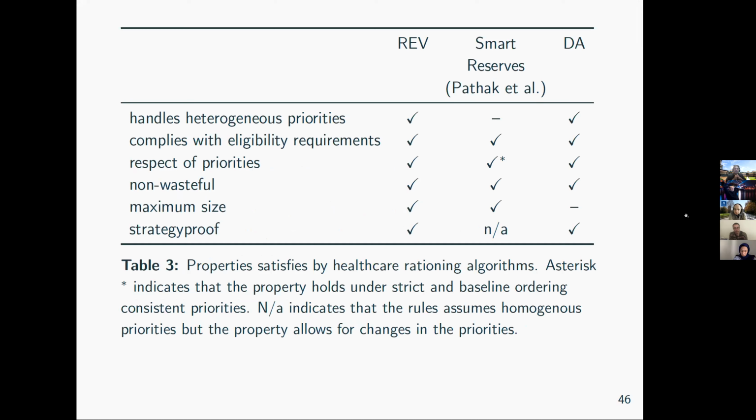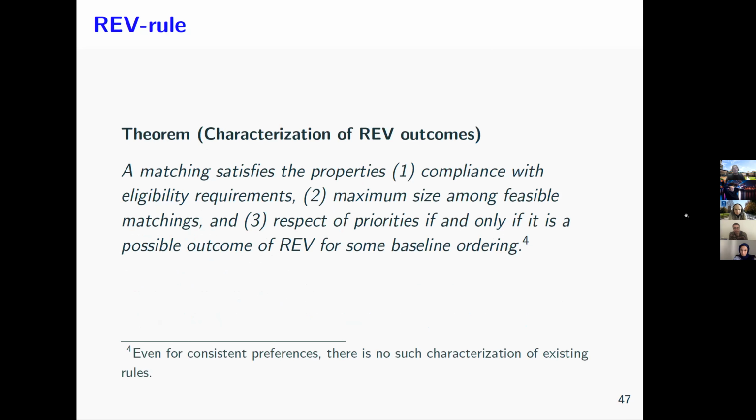It satisfies nice properties. But one nice aspect of the reverse rejecting rule is that in fact, its outcomes characterize 3 main properties that have been considered by Pathak et al. So the main theorem is that a matching satisfies 1, compliance of eligibility requirements, 2, maximum size among feasible matchings, and 3, respecting priorities, if and only if it is a possible outcome of the reverse rejecting rule with respect to some baseline ordering.